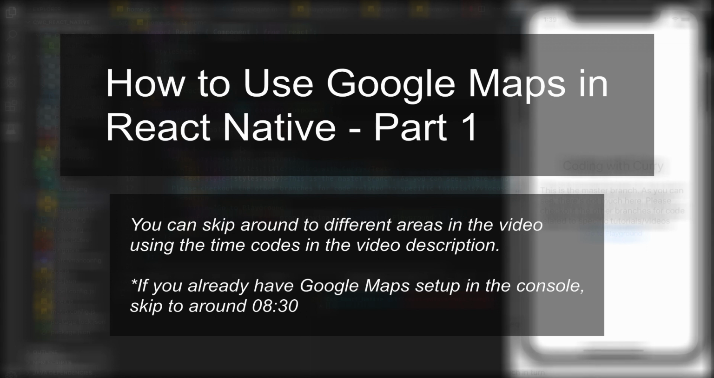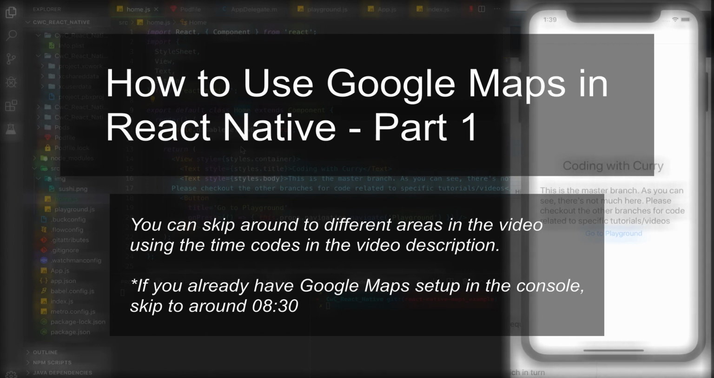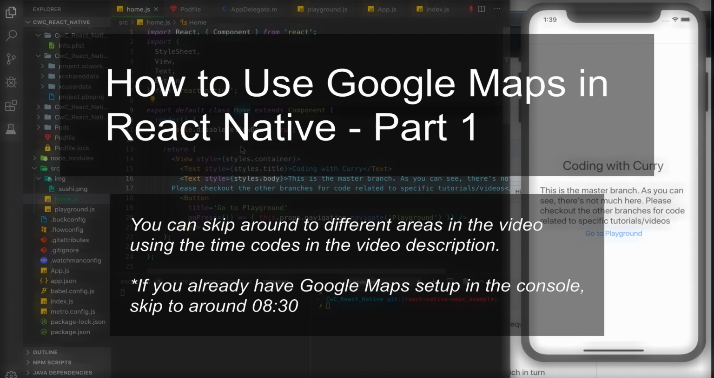Today I'm going to do a video to show you how to set up Google Maps in your React Native app. I'm going to cover a few different topics. I'm going to cover how to create the map. I'm going to show how to set up markers, how to create a callout. I'm going to show you how to create different shapes for your map. And I'm going to show you how to create multiple markers.